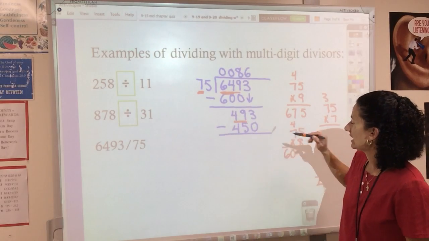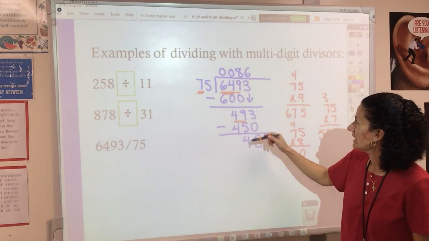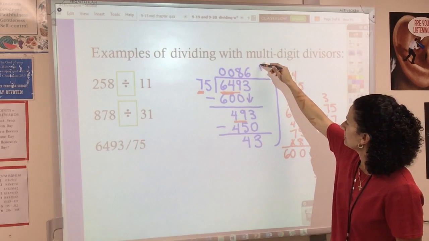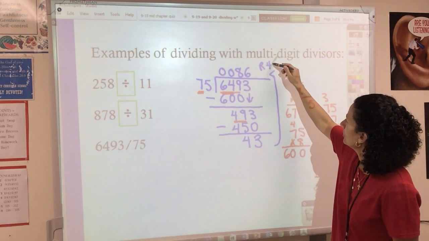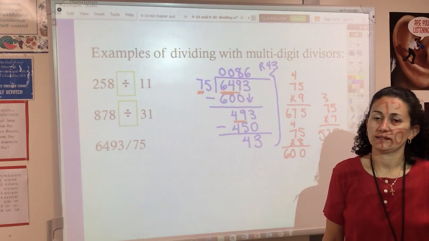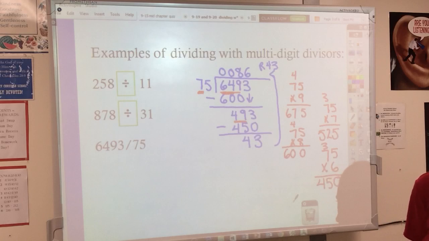Now I'm going to subtract, and I get 3 and 4 and 0. And I have nothing else to bring down, so this pops up as my remainder. Remainder 43. Woo, that was a hard one. And these can be difficult. I really want you guys to persevere with these hard problems, and make sure you're taking notes.